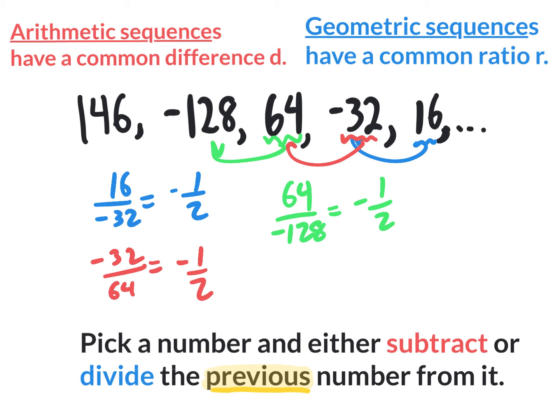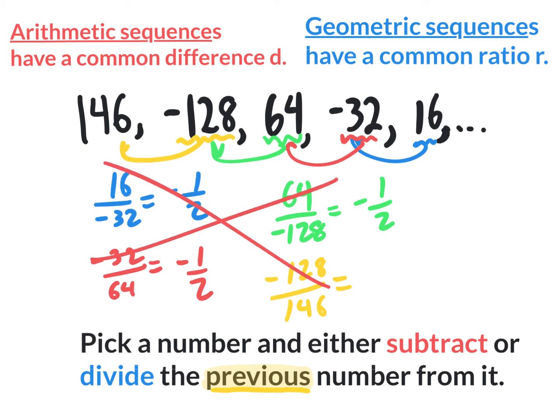what's the problem here? It's not really common. If you go to the negative 128 divided by 146, that is definitely not negative 1/2. So that messes it all up. So this is an example of no, it's not arithmetic. No, it's not geometric. It's neither. Make sense?